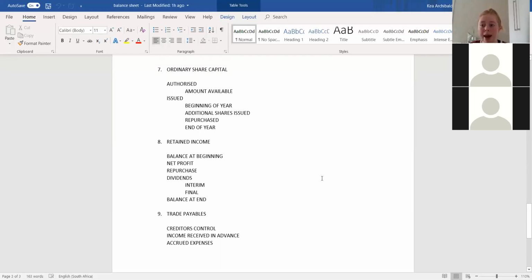Dividends are what we are paying, so it's negative, so it would go into brackets. Then to get your balance at the end, you would say balance at the beginning plus net profit, or if it's a net loss, minus net loss, minus repurchase, minus dividends equals balance at the end. Okay. Any questions on retained income? No? Good, thank you.